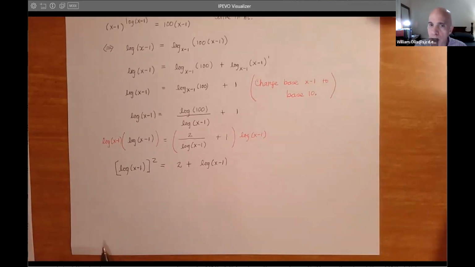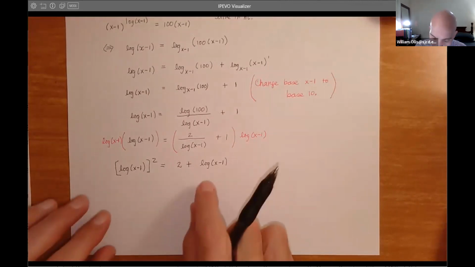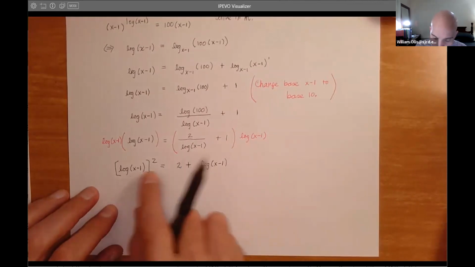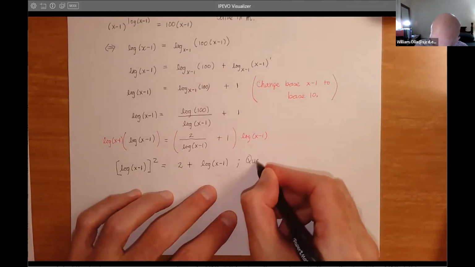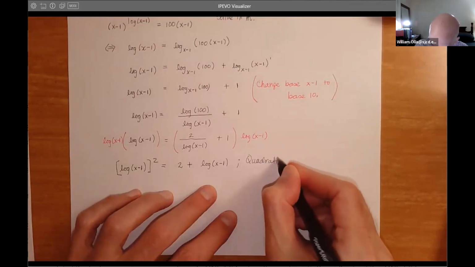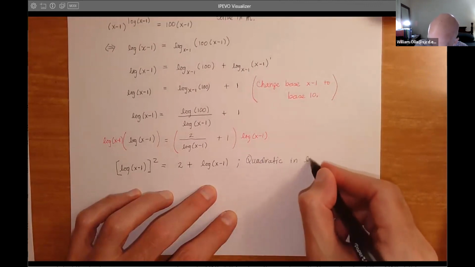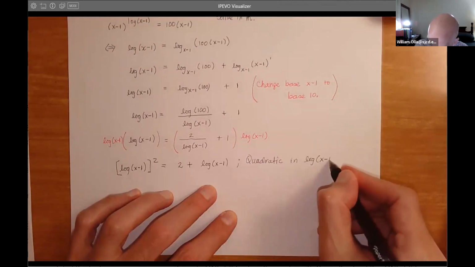As I've always said on the test, I will ask you to solve problems that can be computed via these techniques. You won't need to worry about a problem that would need approximation techniques from calculus to do. So I'm going to focus on the problems that you can solve with the techniques I've taught you. So now we have the square term, the linear term, and the constant. So we say quadratic in the base 10 log of x minus 1.